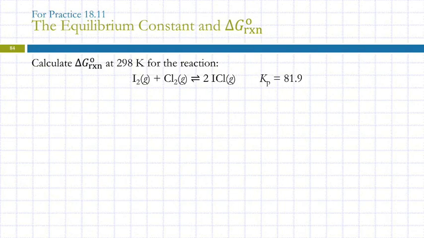So if we know K, we can calculate the standard free energy change. Here we've got iodine and chlorine reacting to form iodine chloride, and Kp is 81.9. Is delta G going to be positive or negative? Negative. But we can calculate it, and that's what we need to do here. So delta G is equal to negative RT natural log of K.